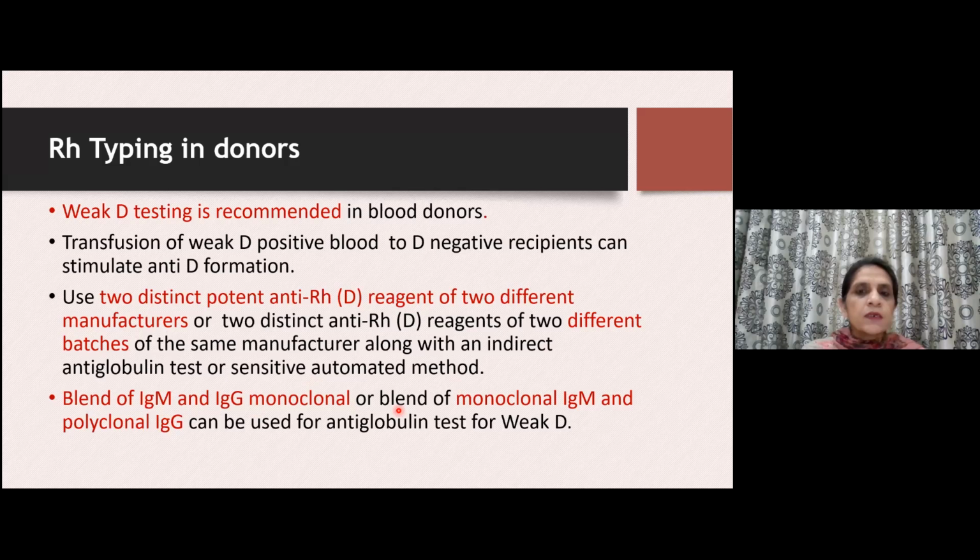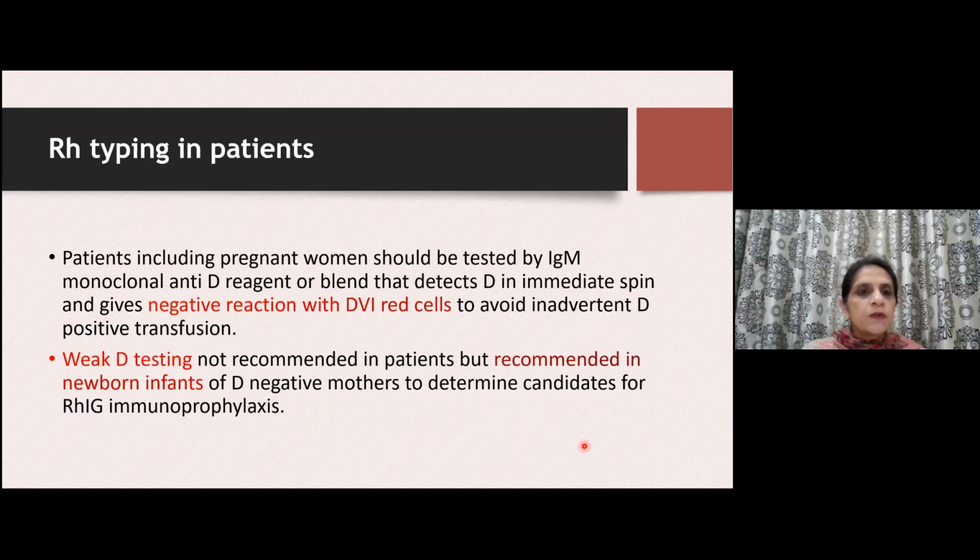or if it is a blend, then D should be detected in the immediate spin. And this reagent should give a negative reaction with the D6 red cells in order to avoid inadvertent D positive transfusion. So weak D testing, although it is not recommended for patients, is recommended in newborn infants of D negative mothers, in order to determine the candidates for Rh immunoglobulin prophylaxis.